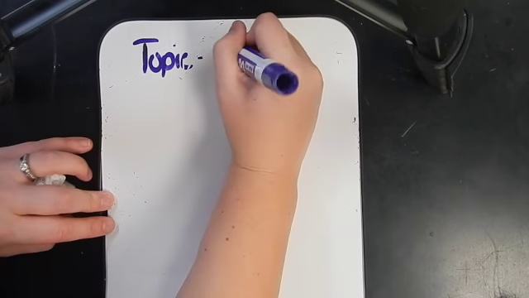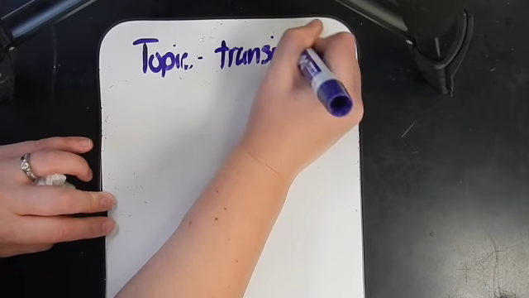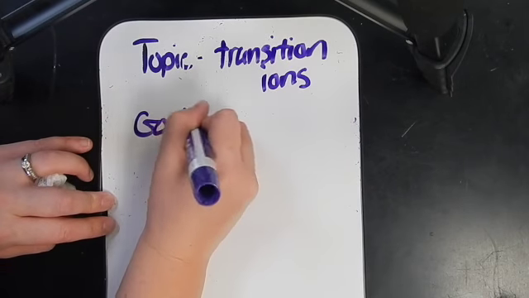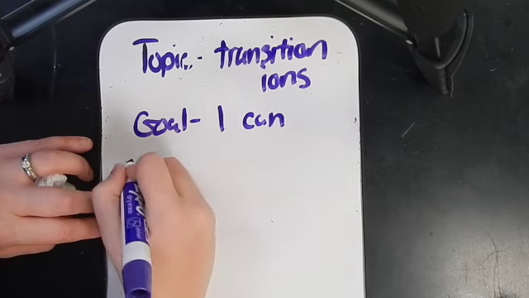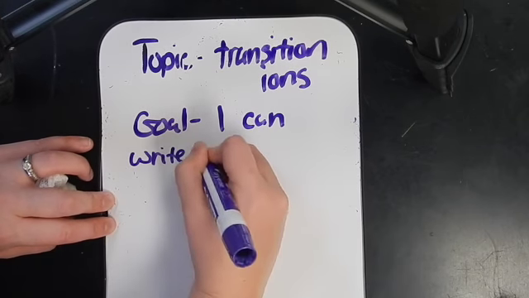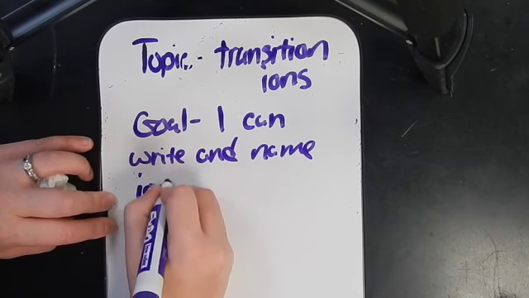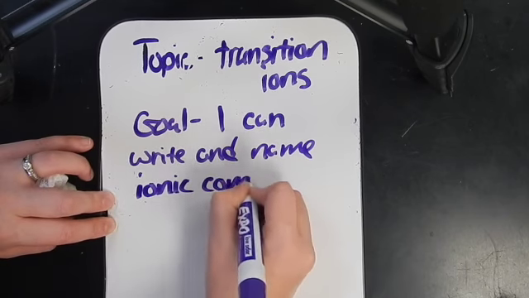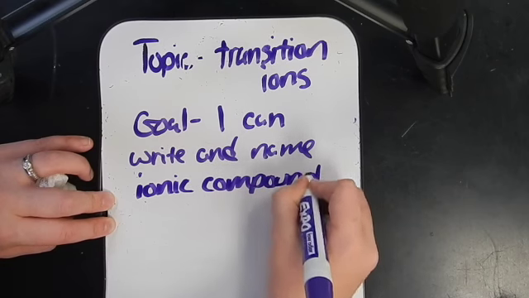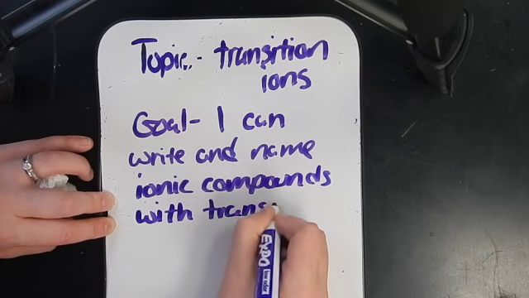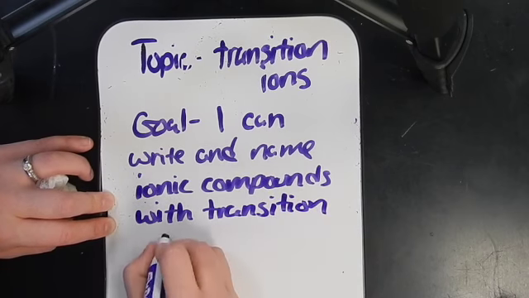Alright, so now we're going to talk about transition metal ions. Your topic is transition ions. Your goal: I can write and name ionic compounds with transition metals.